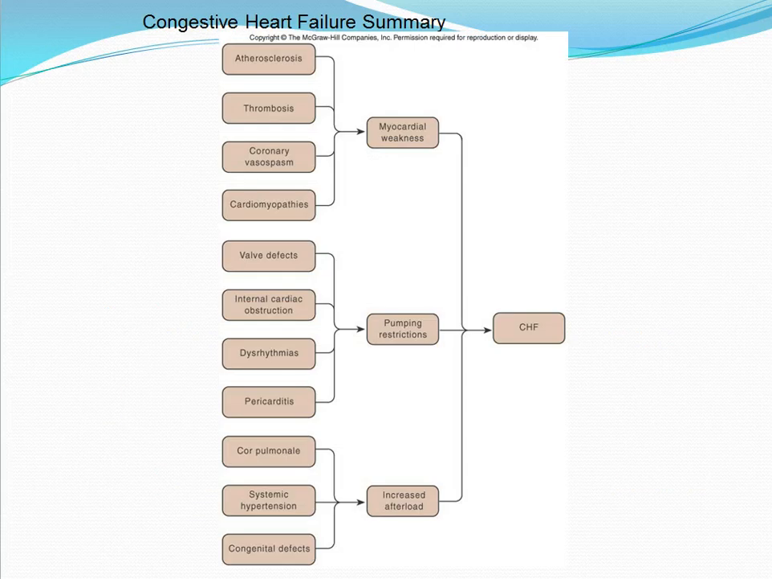This flowchart summarizes the three possible causes of congestive heart failure: atherosclerosis, thrombosis, coronary vasospasms, and cardiomyopathies all result in myocardial weakness, causing congestive heart failure. Valve defects, an internal cardiac obstruction, dysrhythmia, or pericarditis all lead to pumping restrictions. And finally, cor pulmonale, systemic hypertension, or congenital defects all result in an increased afterload.